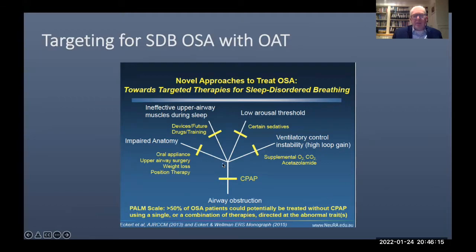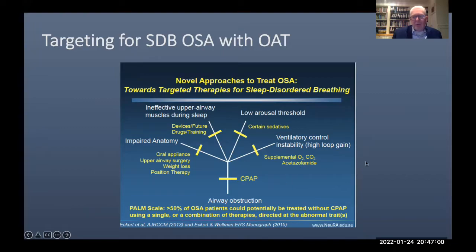But obstructive sleep apnea is not a uniform presentation. There may be aspects of this presentation that, although there is impaired anatomy, there's also ineffective upper airway muscles during sleep. There could be some neurological considerations. They could have a low sleep arousal threshold, which leads them to be more hypervigilant, physiologically hypervigilant. So they respond to stimuli in an exaggerated fashion. And then there may be some ventilatory control instability, which means that there's a high effort for the same amount of oxygen intake. So there may be a combination of these factors that present.